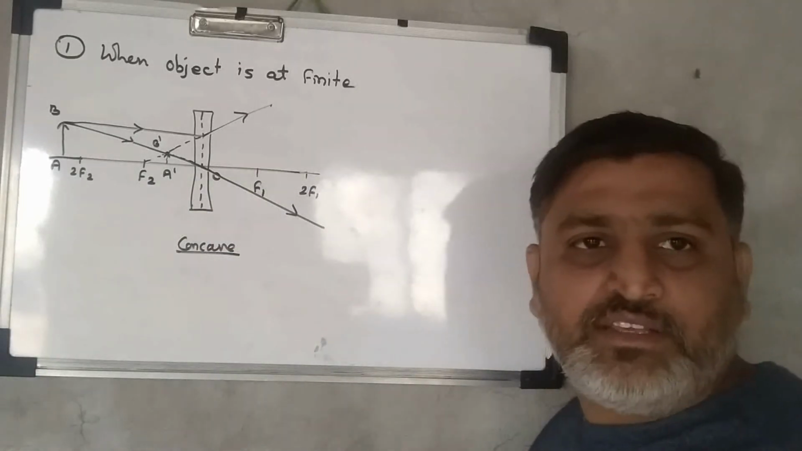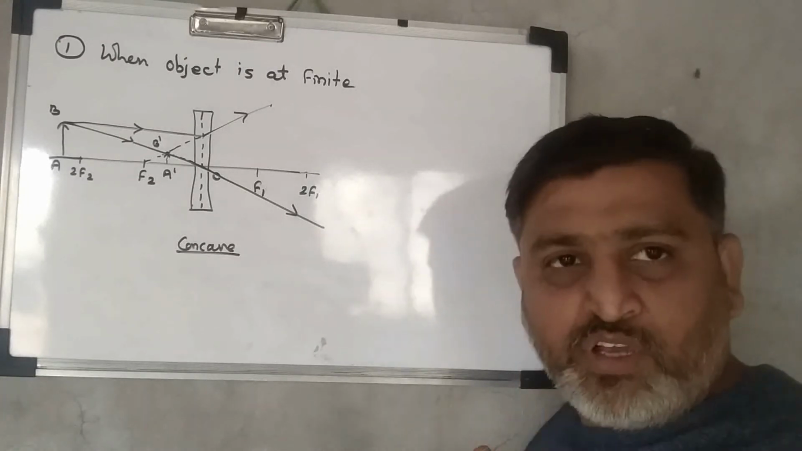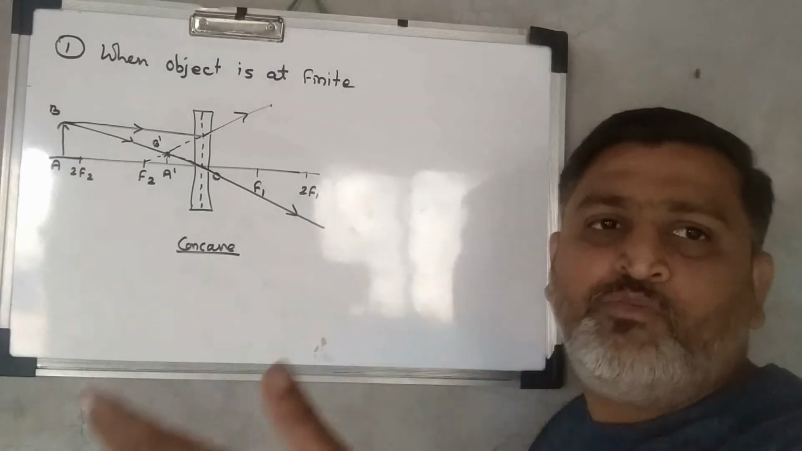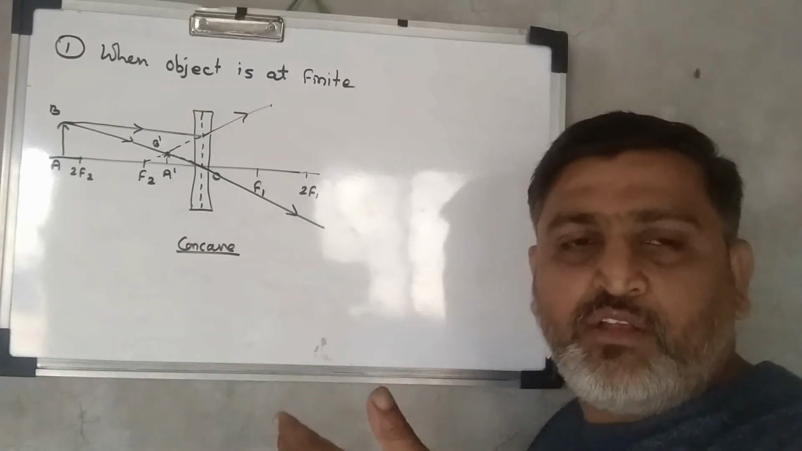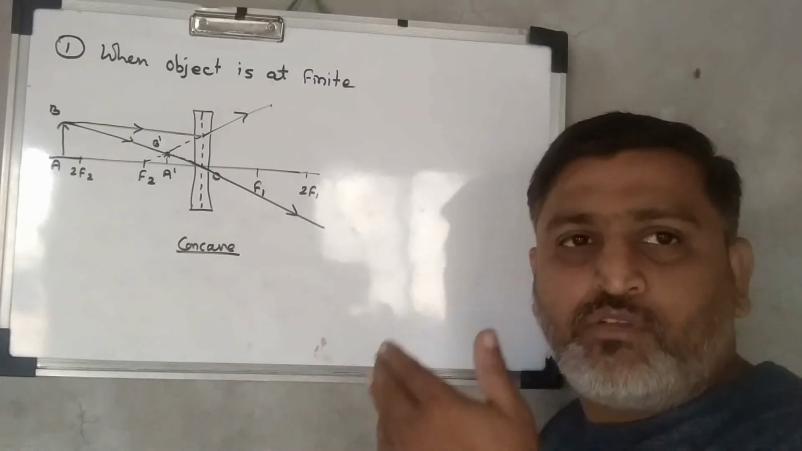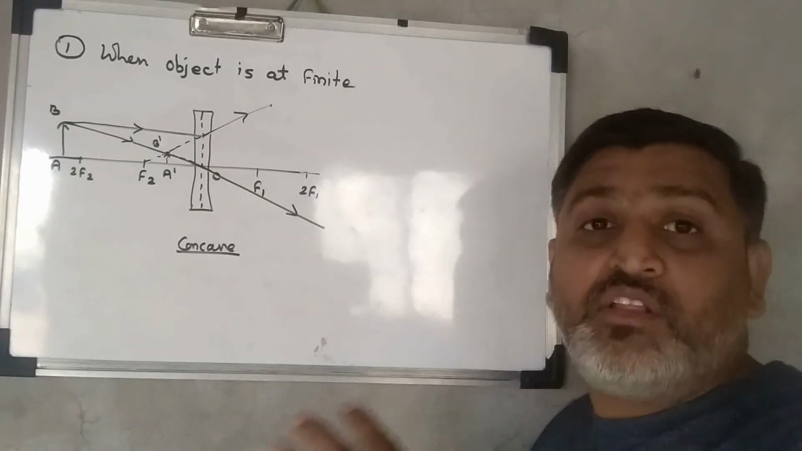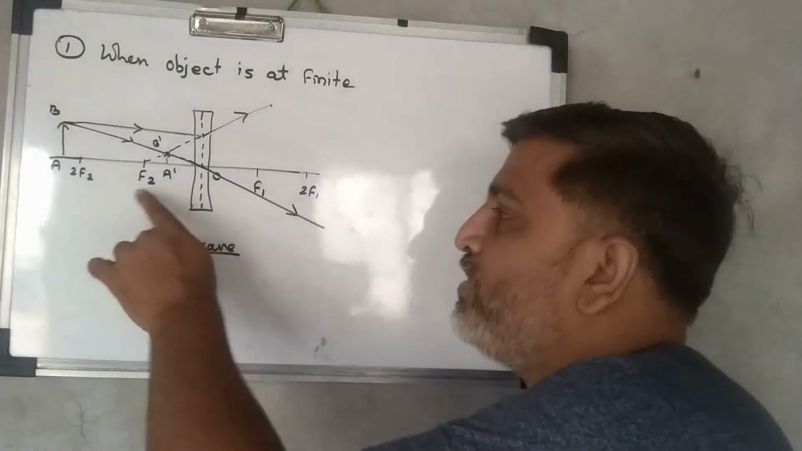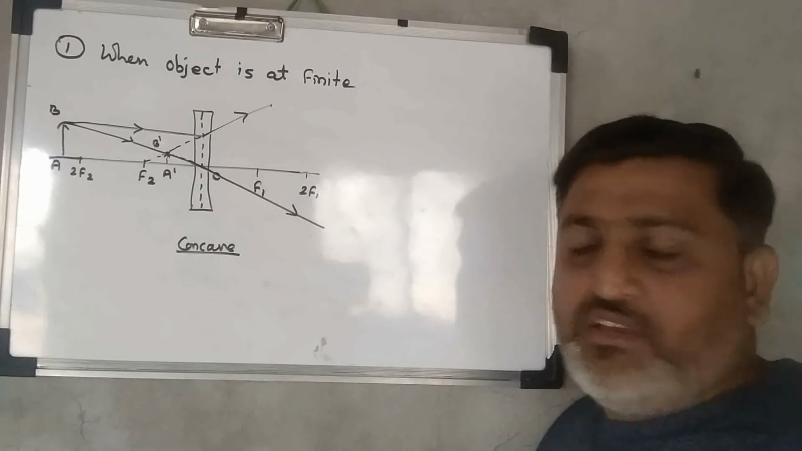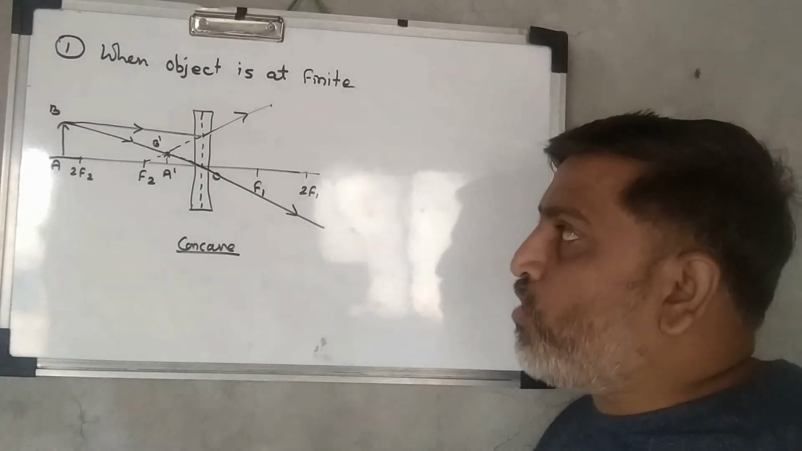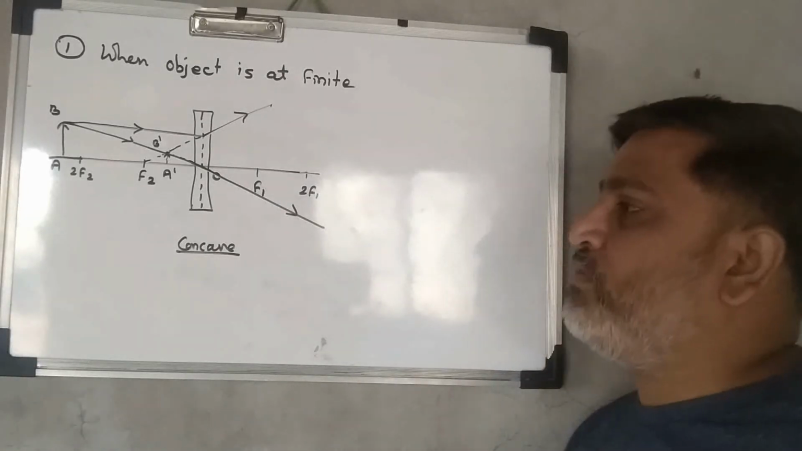Okay, in all the cases, only at infinity is the image formed at the focus. In all the other cases, whether the object is beyond 2F2, on 2F2, between F2 and 2F2, on F2, or between the optical center and F2, the image is formed between the optical center and the focus. So this is the common case for all positions of the object, and only one case we are going to study over here.